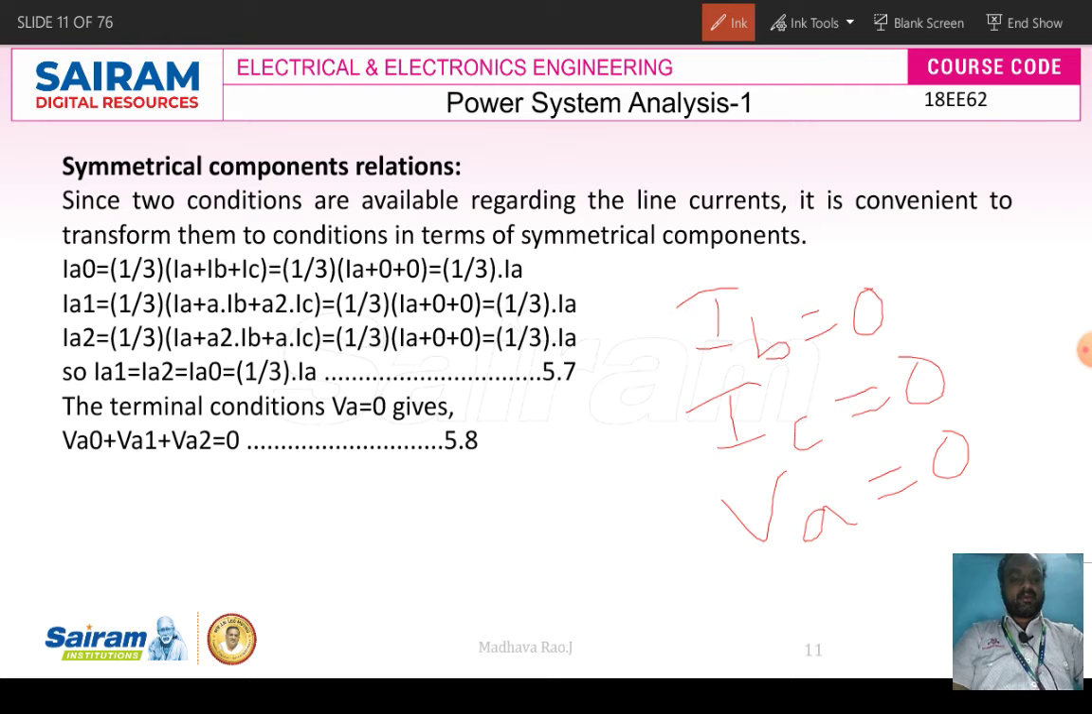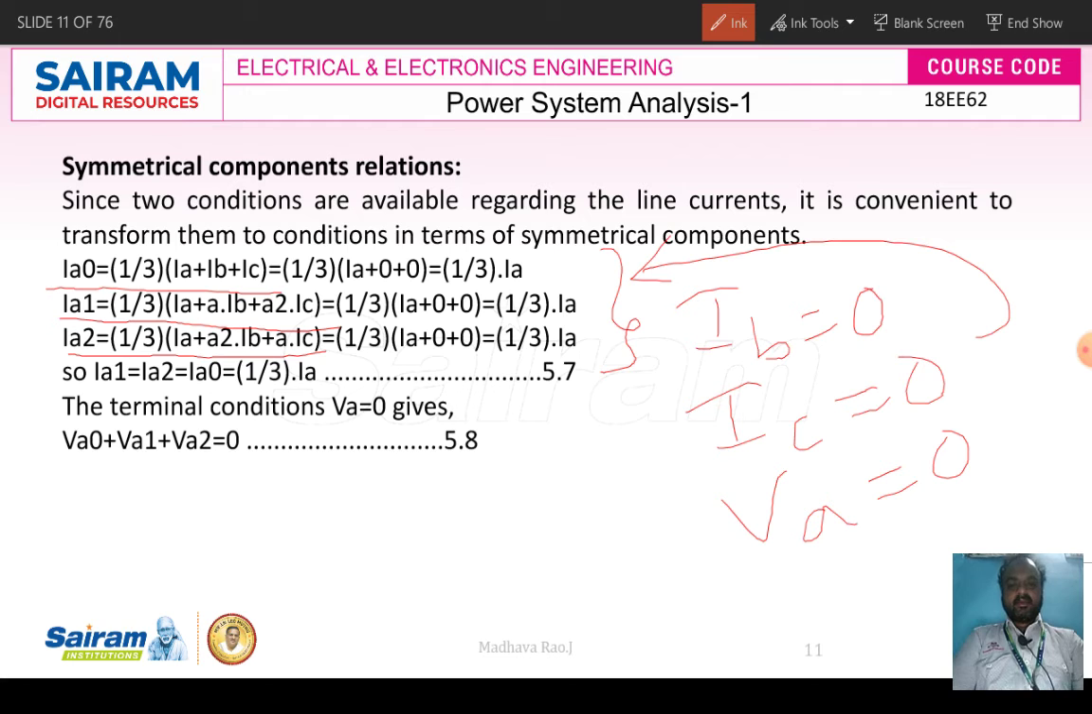So already we know symmetrical components in terms of phase currents. IA0 is equal to 1 by 3 (IA plus IB plus IC). IA1 is equal to 1 by 3 (IA plus A IB plus A square IC). And IA2 is equal to 1 by 3 (IA plus A square IB plus A IC). Since we have relations for IB, IC and VA, we substitute these relations in these equations.